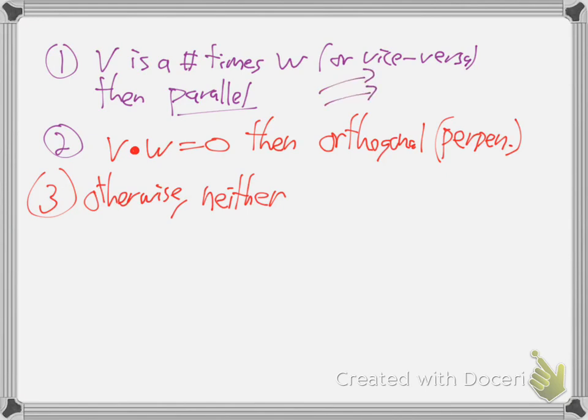Or two vectors are perpendicular, meaning at 90 degrees, or neither. Everybody good with those three cases? So those are the three cases and how you test them: parallel, perpendicular, neither. You kind of do that in algebra, huh? We're just doing it for vectors now.